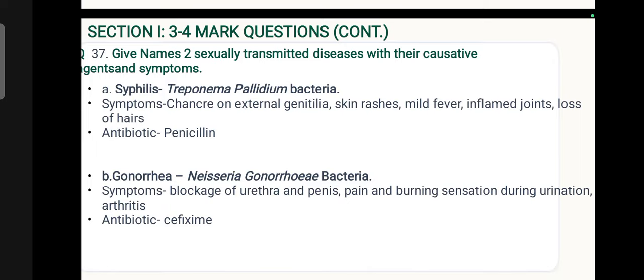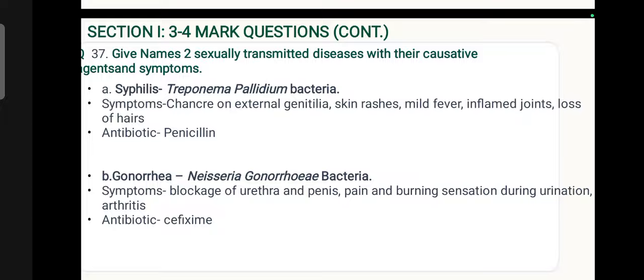Give names of 2 sexually transmitted diseases with their causative agents and symptoms. Syphilis, Treponema pallidum. Symptoms: canker on external genitalia, skin rashes, mild fever, inflamed joints, loss of hair. Treatment: the antibiotic penicillin can be used.